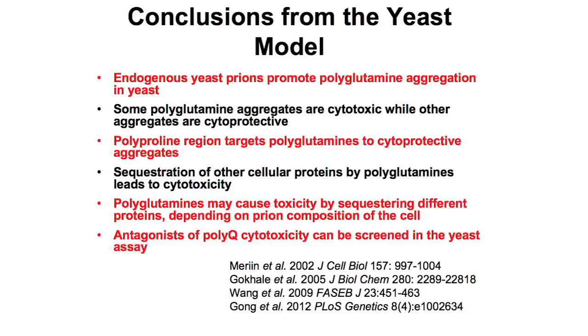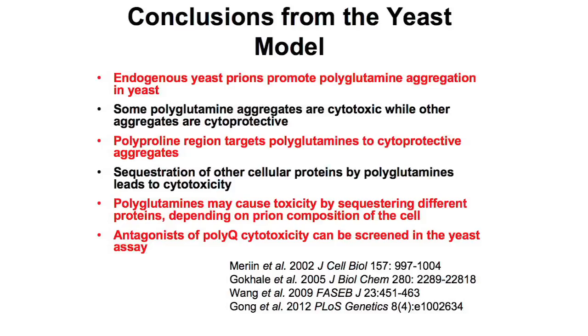Most of this research is published, and the general conclusions are that endogenous yeast aggregates, called yeast prions, promote polyglutamine aggregation. Some aggregates are cytotoxic, others are cytoprotective. What I put here in red is what we did not know before the yeast model. Polyproline regions target polyglutamines to cytoprotective aggregates. Sequestration of other proteins leads to cytotoxicity.